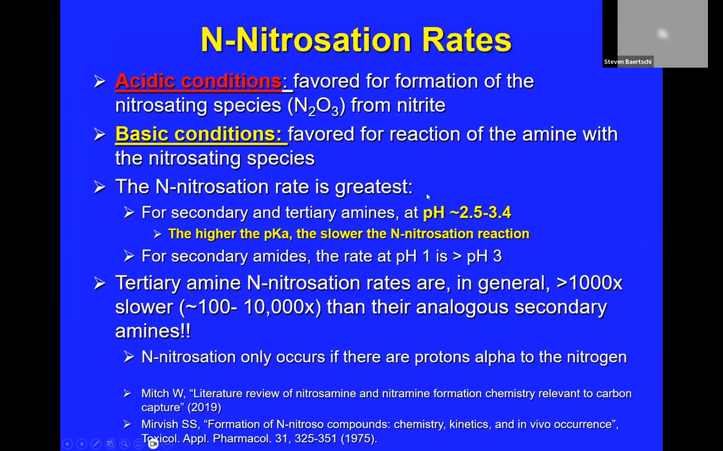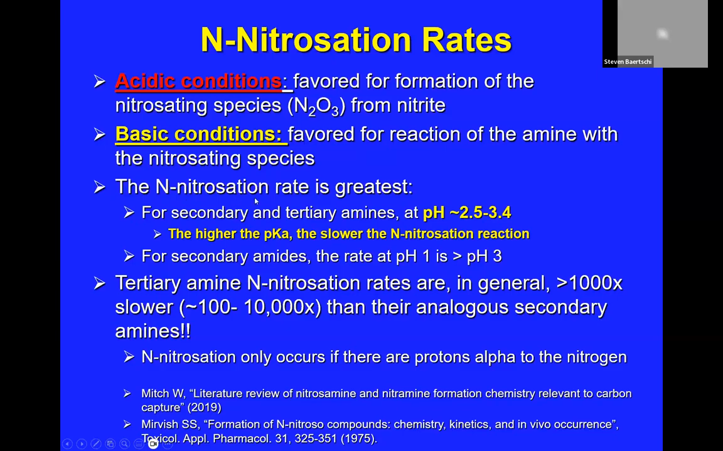From a nitrosation rate consideration, acidic conditions are favored for the formation of the nitrosating species from nitrite. So you want it to be in the low pH region. In order for a nitrosating reagent to exist, it needs to be in low pH. But amines are protonated at low pH, so the reaction is actually favored with the amine at basic conditions. And I'm going to illustrate this in the next slide. So this slide's a bit busy, but the next slide will make it visually a little clearer.